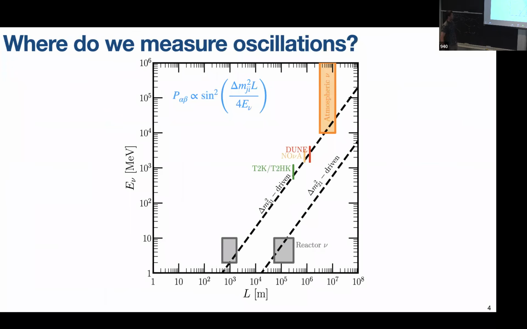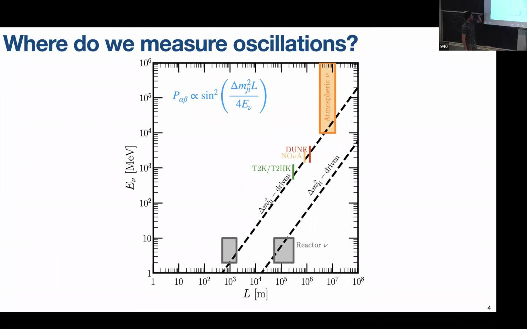So where do we actually measure these oscillations on Earth? Well, typically, if you calculate what a neutrino oscillation looks like in vacuum, then a transition probability depends on this sine squared term, delta m squared L over 4E. And so you can ask, where is this sine squared term maximized? And depending on which mass squared splitting you're talking about, those 2 different sub eV squared numbers, you'll have maximal oscillations along these different dashed lines.